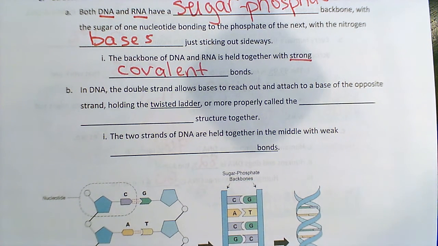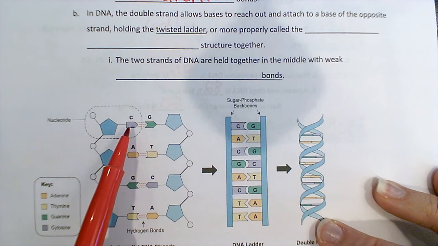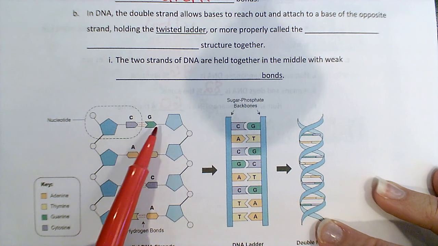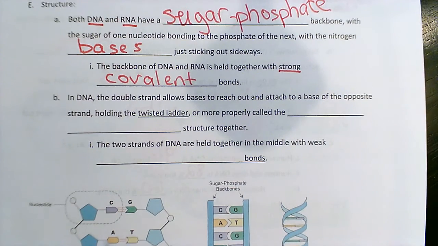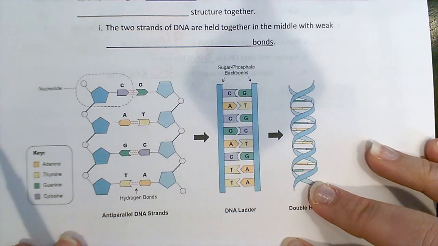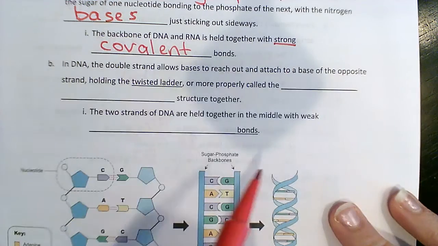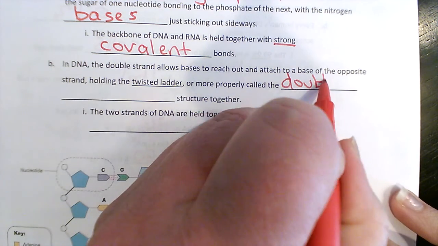In DNA, the double strand allows bases to reach out and attach to the base of the opposite strand. Okay, so the base of this nucleotide is going to reach out and be attracted here to this base of this nucleotide. Okay, and once it forms like this, then it twists around and we get this guy, which we call a double helix.